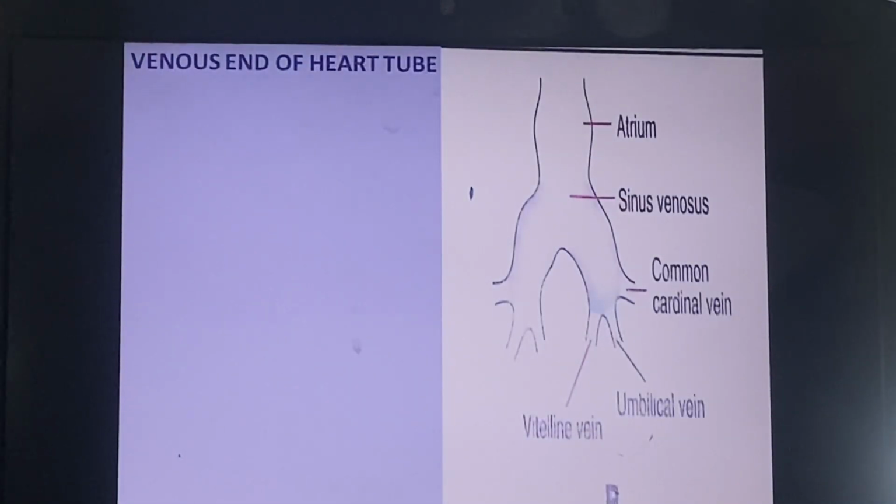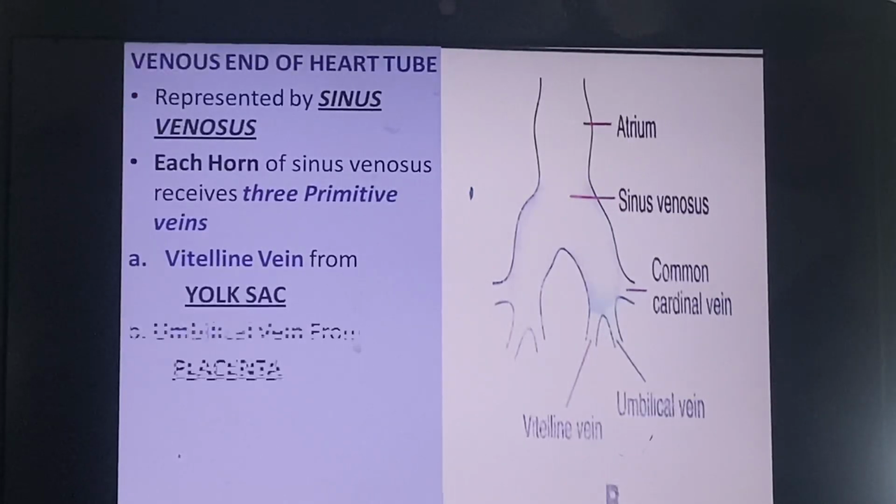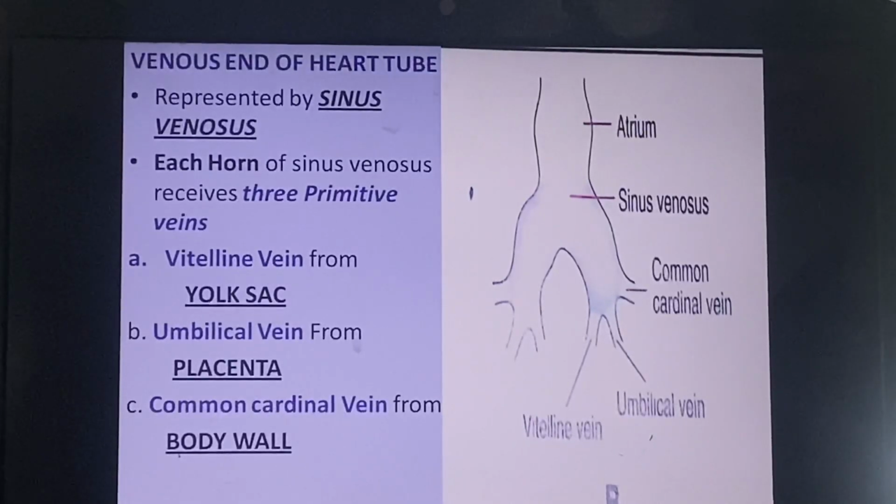Now, what is the fate of the venous end of the heart tube? It is represented by the sinus venosus. Each horn of the sinus venosus receives three primitive veins. You can see in the diagram. What are those? First is the vitelline vein that is coming from the yolk sac. Second is the umbilical vein which is coming from the placenta. And third is the common cardinal vein which is coming from the body wall. So this is the venous end of the heart tube.